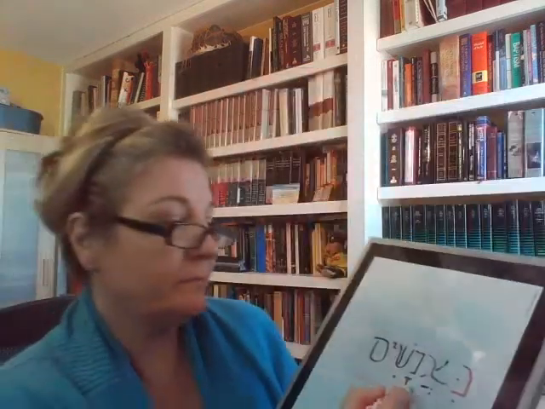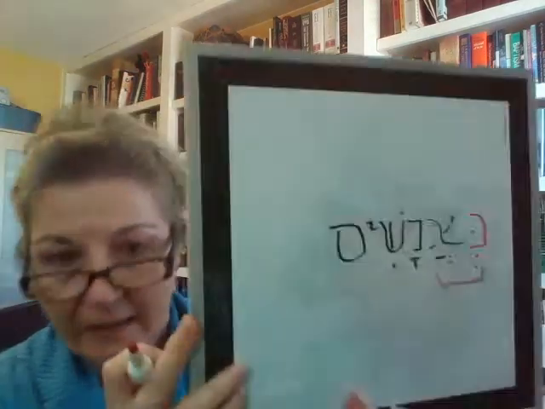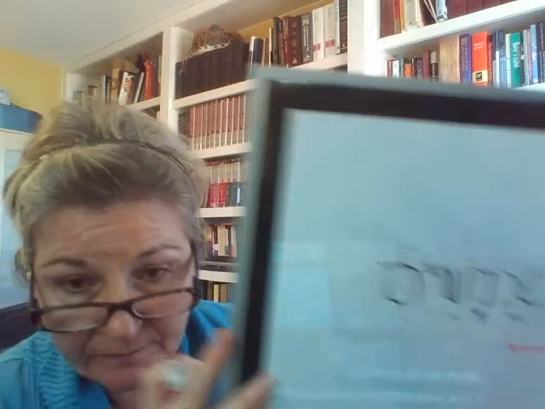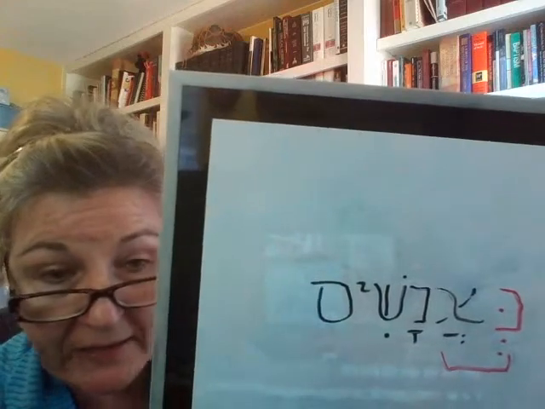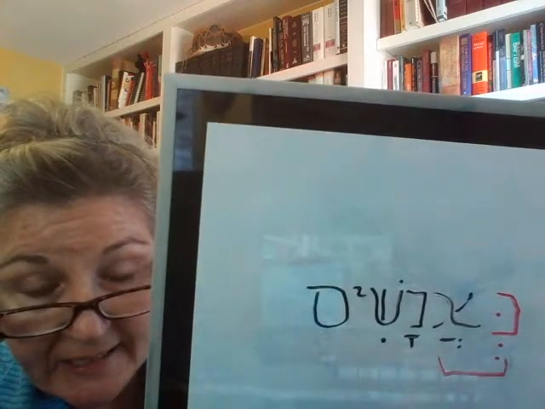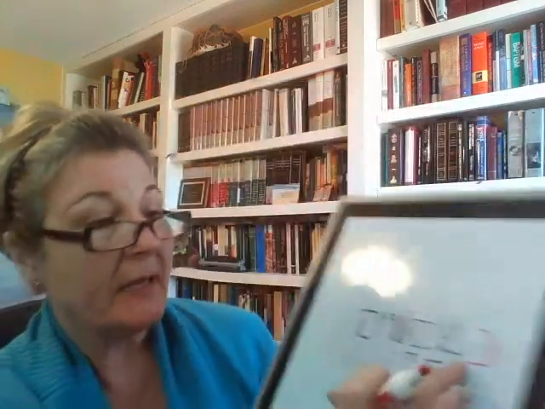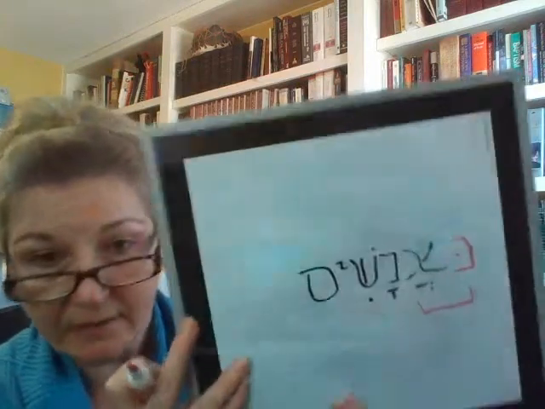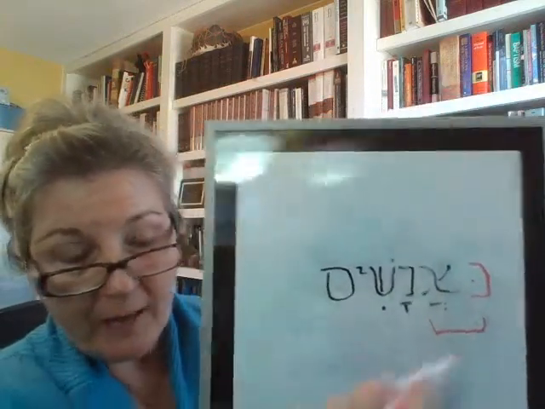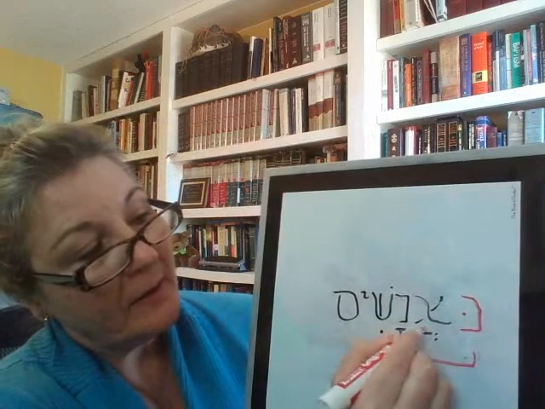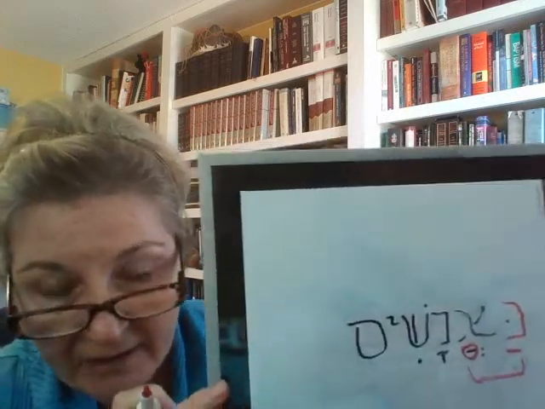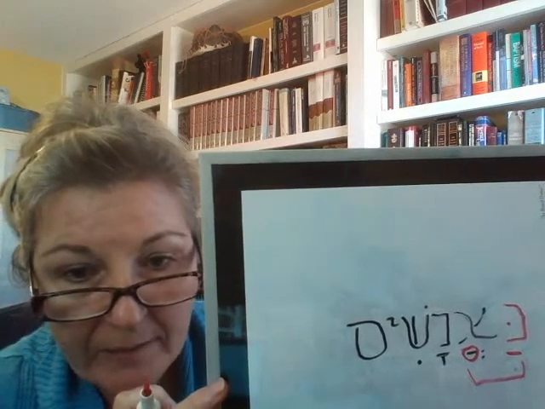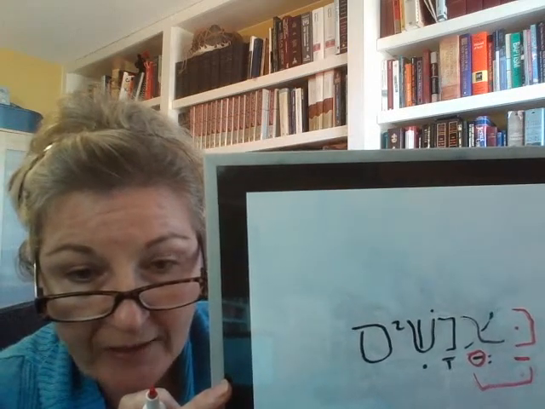These two cannot work together. So something's got to happen with these two, because these two cannot exist together. So what happens is that we lose the vocal schwa and we assume the pathach. Now, let me show you again on another word how this works.